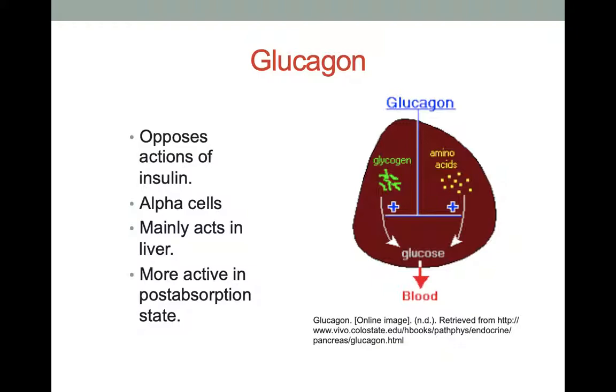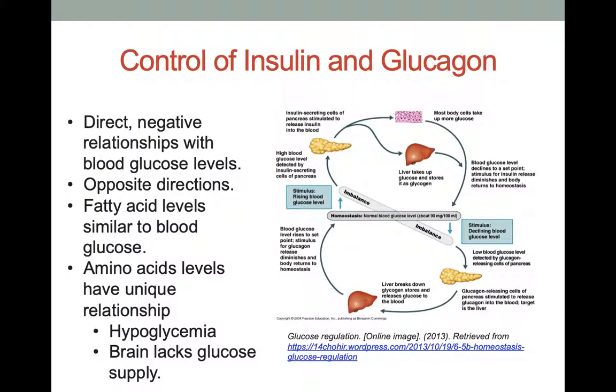So if we look at the two, they have a direct negative relationship with blood glucose levels, which means, I always like to tell my students, when you see the little figure 8, they want to maintain the levels in here. For insulin, if the blood glucose level goes up, insulin's going to act to bring it back down within that normal range. If blood glucose levels go down, glucagon's job is to bring it back up to that normal range. So they both have direct negative relationships, but they work in opposite directions.